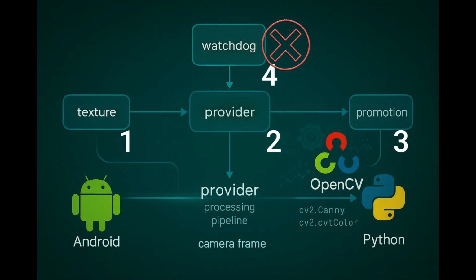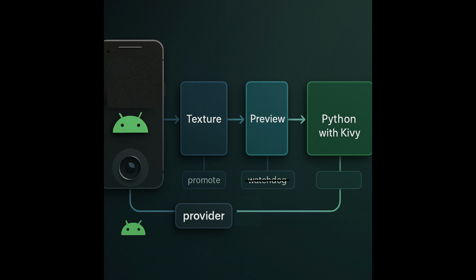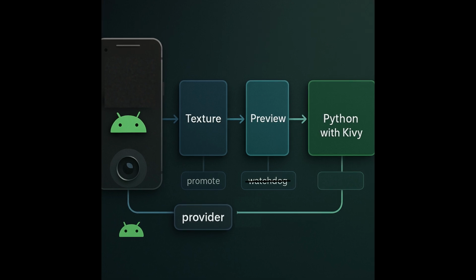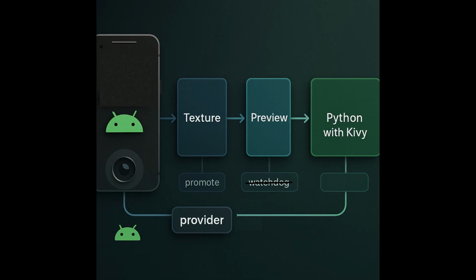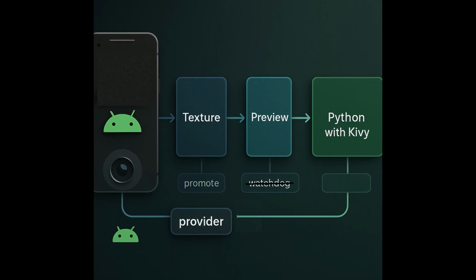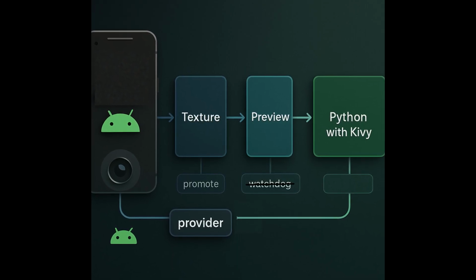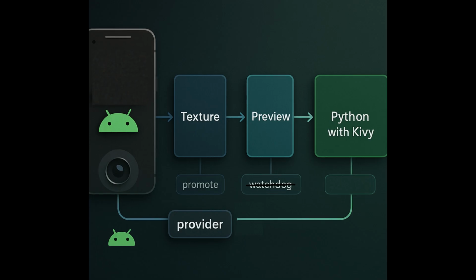Even the classic camera follows the same architectural skeleton. It still uses a provider like Camera Android or Camera GStreamer. Every frame ends up in a texture, which is what you actually see on screen. There's even a bit of promotion logic happening automatically. Kivy quietly checks which providers are available and promotes whichever one reports that it's compatible.